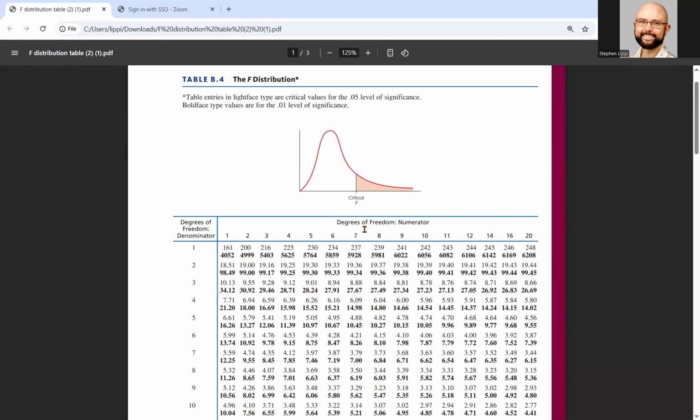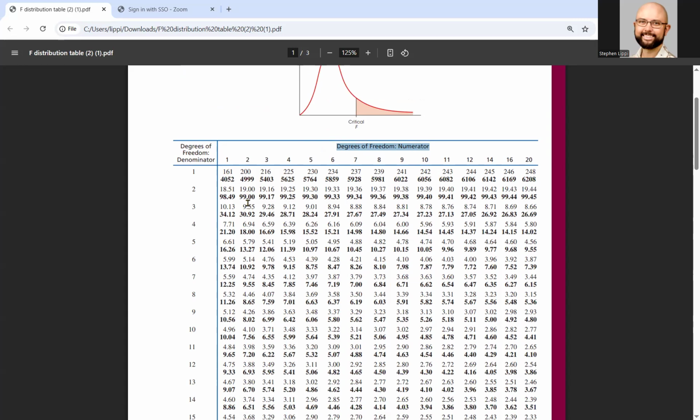And so we can see that our degrees of freedom numerator is that between groups portion. So we're going to use the second column, and we're going to go down to where the error or the denominator degrees of freedom is 8. And remember that in this particular table, the unbolded value is going to be our 0.05 level of significance. So 4.46.